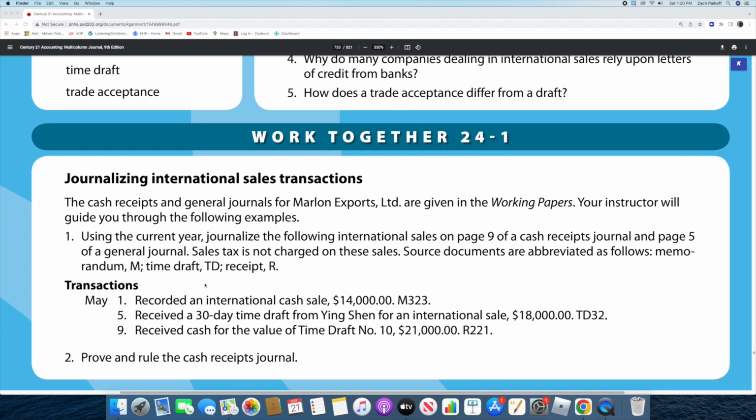Alright, so as you can see here, we are given 3 transactions, and they are dated on May 1st, 5th, and 9th. And number 2 is asking us to prove and rule the cash receipts journal. Okay, so now that I've read over the instructions, let's jump right into the 24-1 work together.